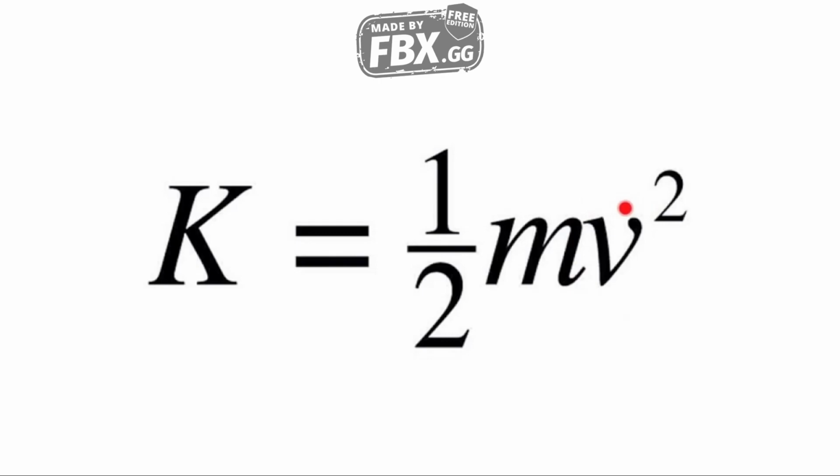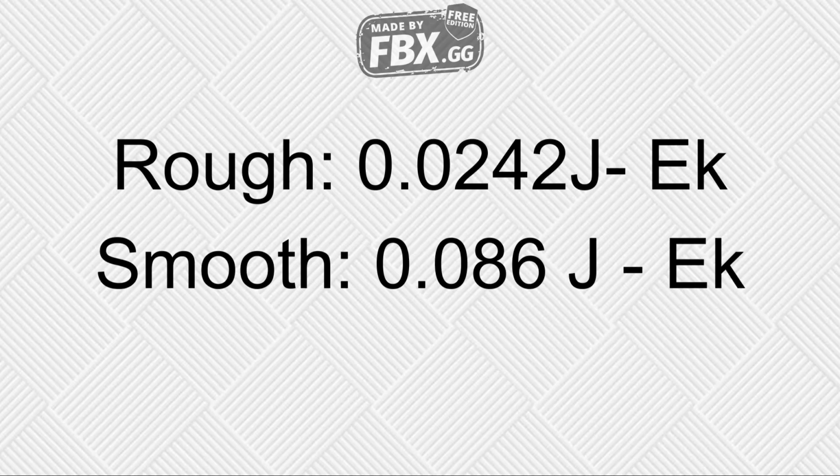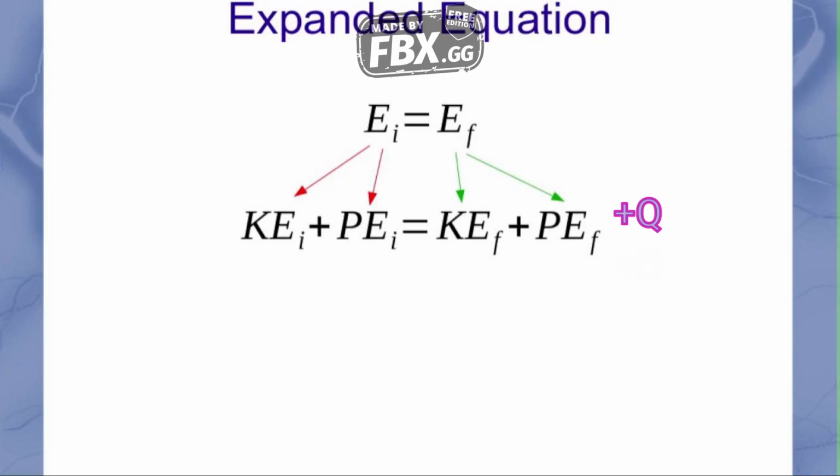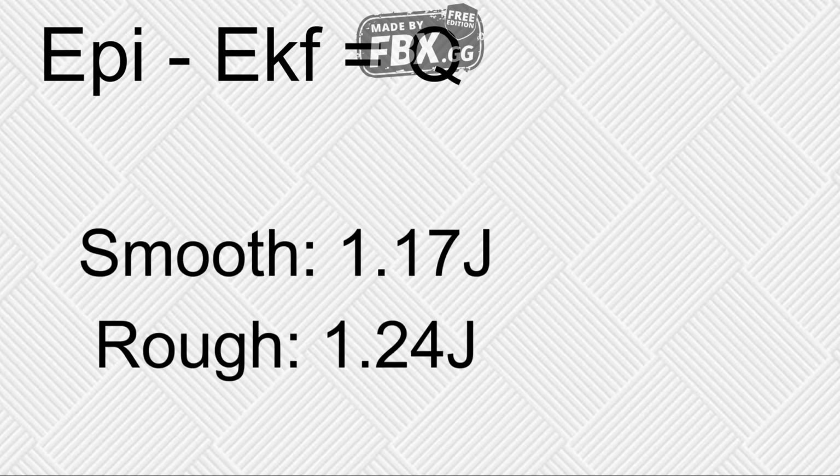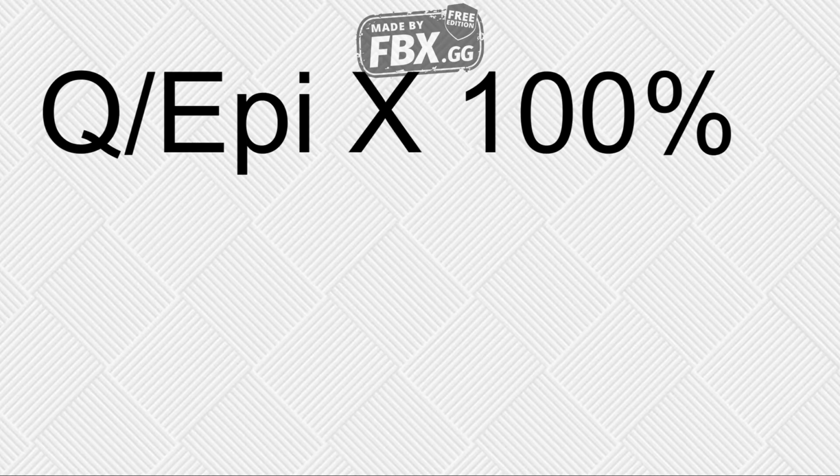Put those numbers back into the kinetic energy formula to get 0.0242 joules for the rough surface and 0.086 joules for the smooth surface. Now using the conservation of energy formula, solve for Q for each one. Rearranging for Q gives us 1.17 energy transformed to heat for the smooth surface and 1.24 energy transformed to heat for the rough surface. Now to find the percentage of energy that was lost due to friction, we have to take the Q and divide it by the initial potential energy, which we derived from the area under the force-distance graph. And then we multiply that value by 100%.